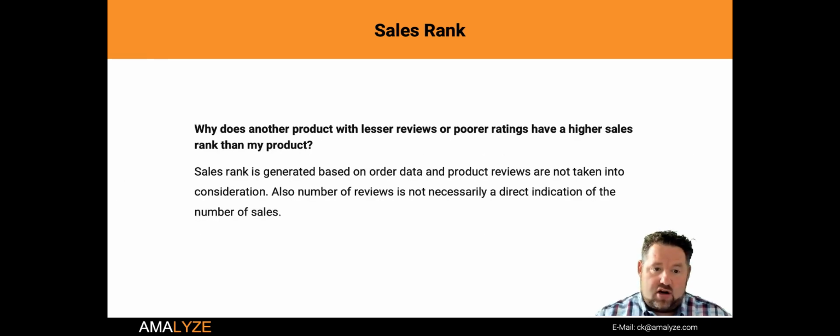Why does another product with fewer reviews or poor ratings have a higher sales rank than my product? Sales rank is generated on order data and reviews are not taken into consideration. Also, number of reviews is not necessarily a direct indication of the number of sales. With that being said, it's probably not a smart idea to look at the reviews and assume that's exactly how many sales a product has generated. Due to the lengthy time frame, you just can't assume that these results are indicative of each other.